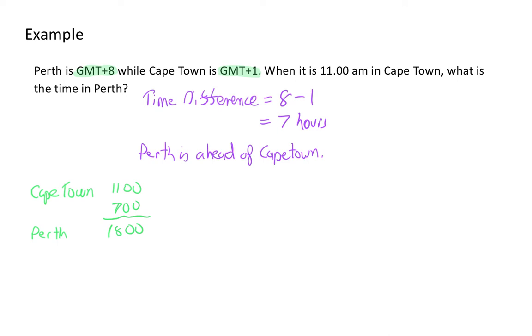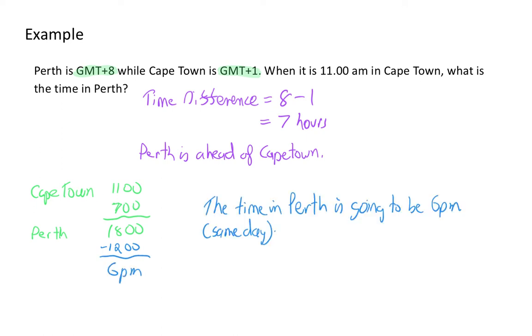What I want to do now is convert that back into our normal 12-hour time. The easiest way to do that is just to minus 12 from that 1800. So that's going to be 6 p.m. The time in Perth is going to be 6 p.m. Because I haven't had to change days as part of my calculation, I'm just going to leave it as 6 p.m., but I'm going to note that it is the same day when I'm answering the question.